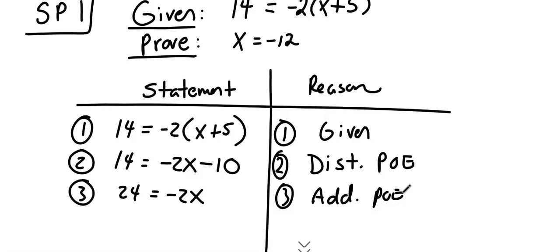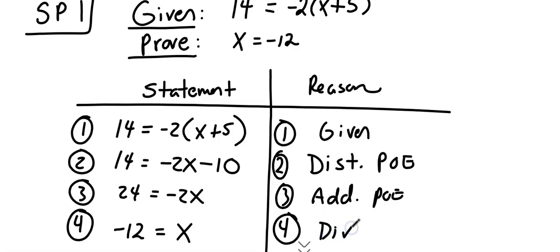Nick, what would the fourth statement be? Negative 12 equals x. There it is. All right, and that would be, Roxana, what's the reason for that one? I'm not sure. Hey, go ahead, Isaac. What do you think? It would be our division property, because to get from number 3 to number 4, you would have to divide both sides by negative 2.